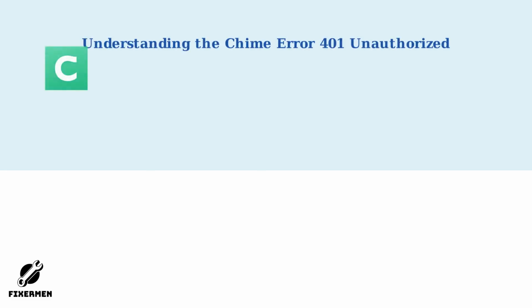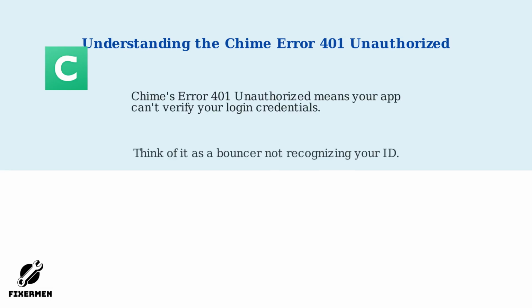The Chime error 401, unauthorized, occurs when the app cannot verify your login credentials. This is an HTTP status code indicating authentication failure in the app's secure connection to Chime's servers. Essentially, it's like a security bouncer at a club, not recognizing your ID. The app's authentication system is having trouble confirming your identity.